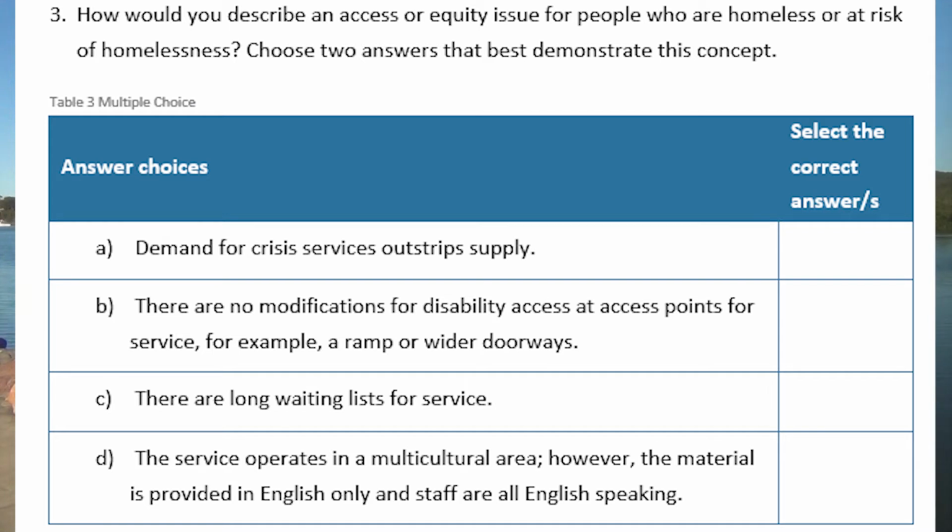So D, the service operates in a multicultural area. However, material is provided in English only and staff are all English speaking. So that's the other one. So B and D. Yeah, people are disadvantaged. They cannot access a service because of that language barrier there.